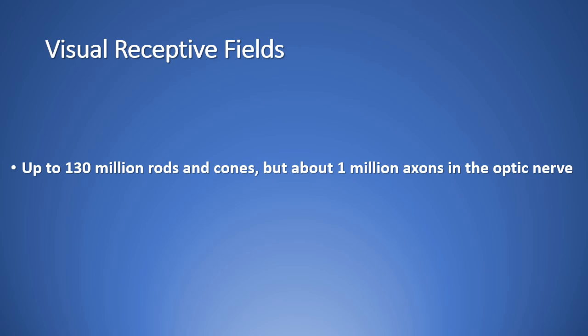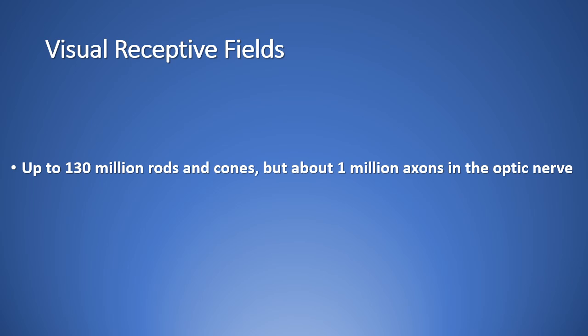Now there are about 1 million axons. In other words, there are about 1 million ganglion cells that form the optic nerve. But there are 130 million rods and cones. What that means is there are hundreds of rods and cones that are funneling into each ganglion cell. So one ganglion cell is potentially sensitive to the area where there are hundreds of rods and cones feeding into it. But not all ganglion cells are created equal.